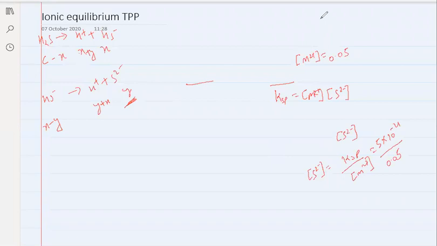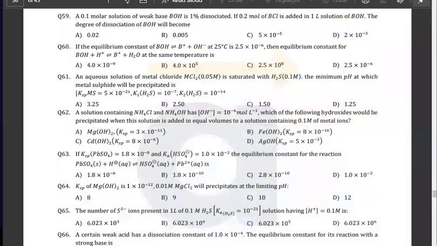Okay, I'll repeat once again. Question 61, aqueous solution of metal chloride MCl2 is saturated with H2S. MCl2 when reacting with H2S is forming MS. KSP of MS is concentration of M2 plus into concentration of S2 minus. You are asked to find minimum pH, which means concentration of H plus, which is X plus Y, because H2S is a dibasic acid.